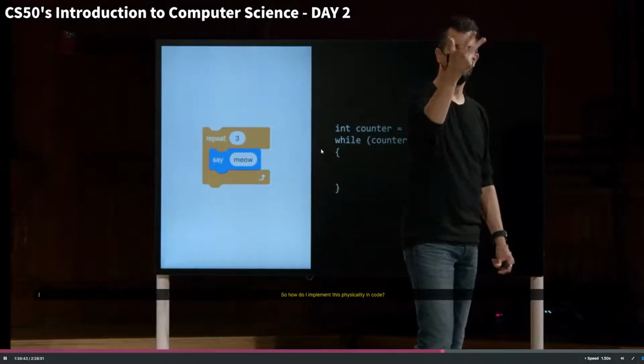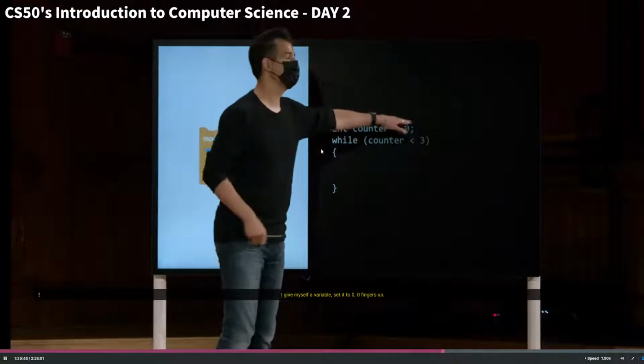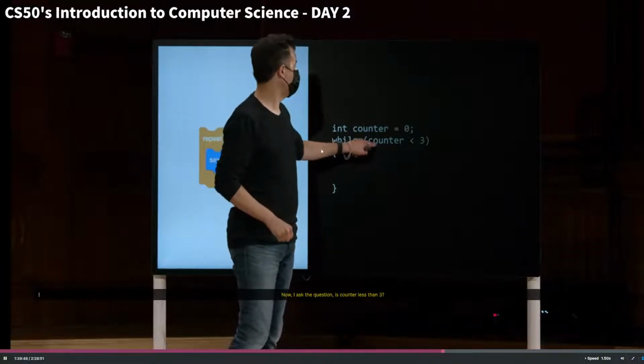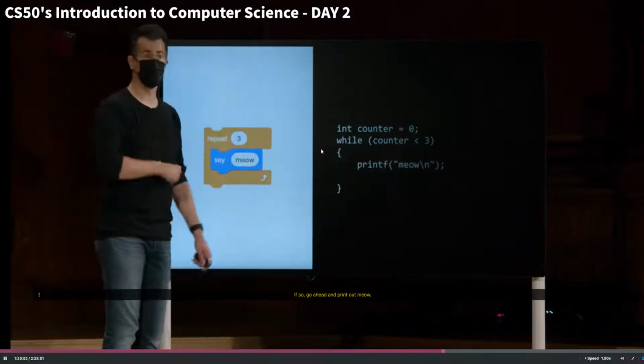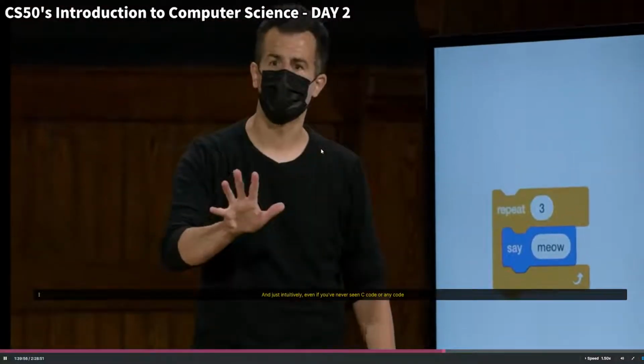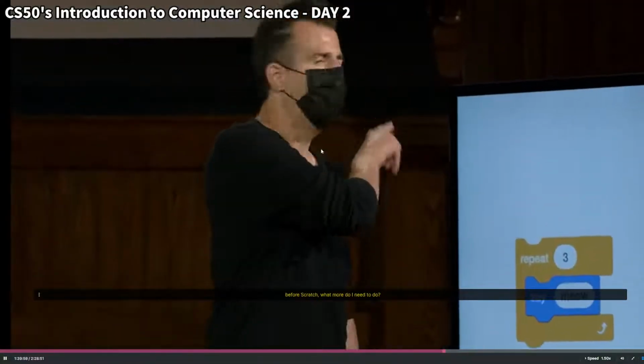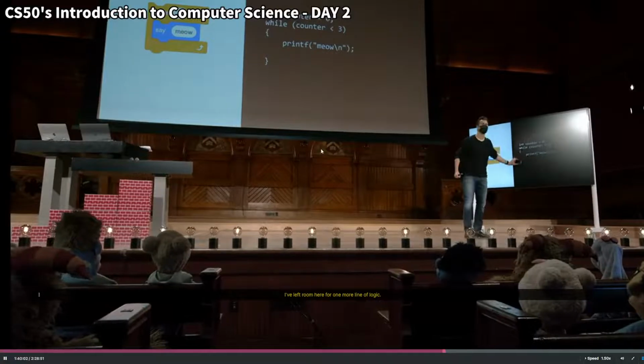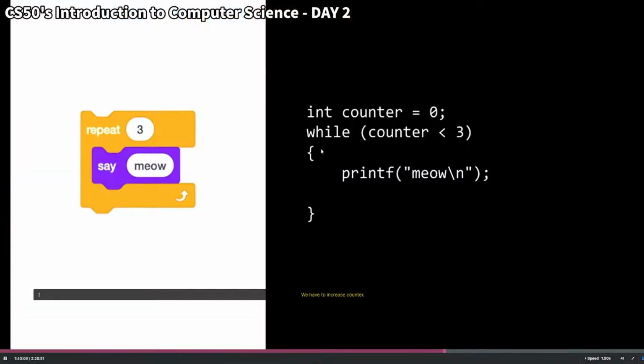So how do I implement this physicality in code? I give myself a variable, set it to 0, 0 fingers up. Now I ask the question, is counter less than 3? If so, go ahead and print out meow. And just intuitively, even if you've never seen C code or any code before Scratch, what more do I need to do? I've left room here for one more line of logic. Yeah. We have to increase counter. So I need code like I showed earlier, like counter equals counter plus 1.